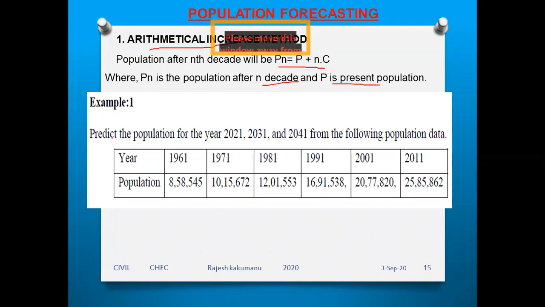Now this is a question. See here, predict the population for the years 2021, 2031, 2041. Sorry, a decade means 10 years. Predict for 2021, 2031, 2041 from the following population data. In the year 1961 the population is this one, in 1971 this one, in 1981, 1991, 2001, 2011 the populations are given. Similarly, we need the population for 21, 31, 41, and this is the question.